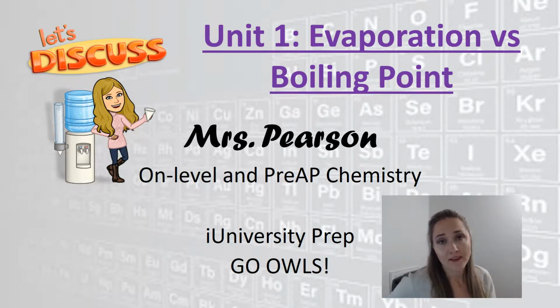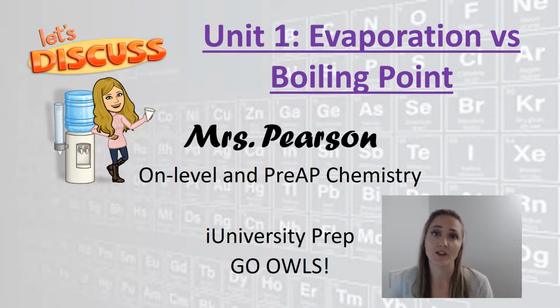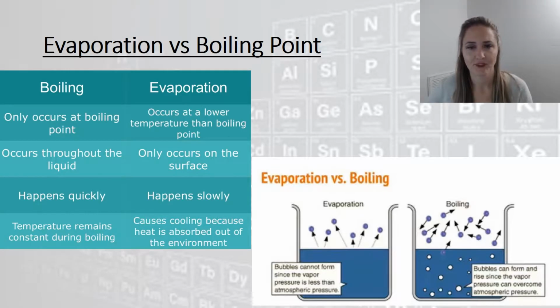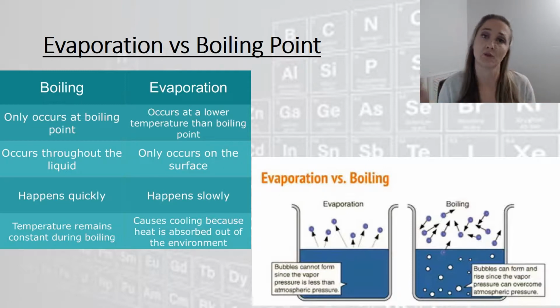So a couple of ways that a liquid can go into the gas phase include evaporation or boiling point, and that's what this video is about. Let's talk about the difference between the two. So in a nutshell, I would say the main difference between a liquid that is evaporating versus a liquid that has reached its boiling point is where that transition is taking place.